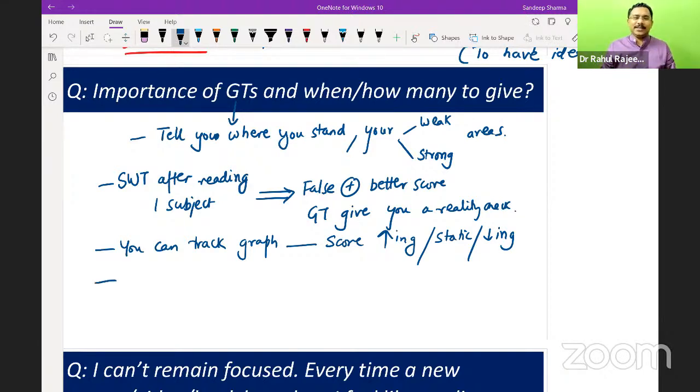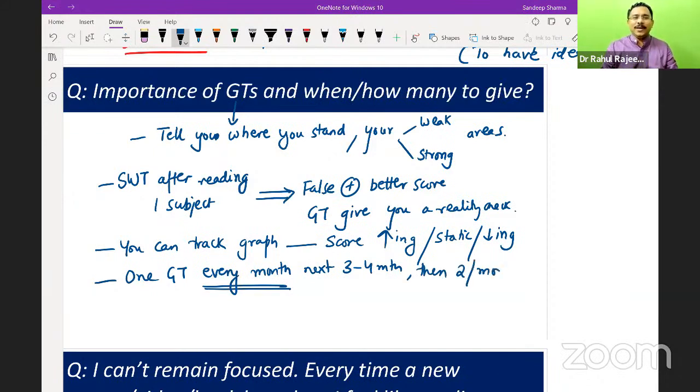So don't assess or judge yourself just based on the marks of the initial grand test, because exams are not only to judge. They are a progress tool as well. And I think that is how you have got to see grand tests. So Sandeep sir, your suggestions on grand tests.